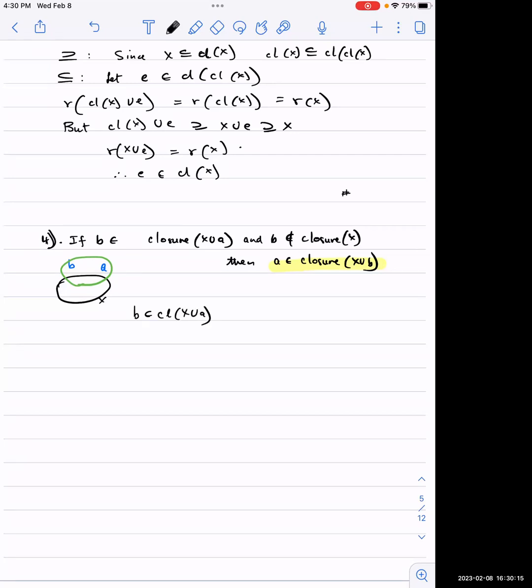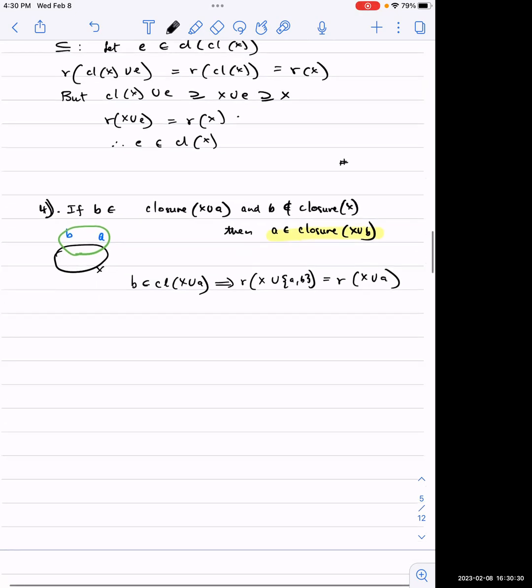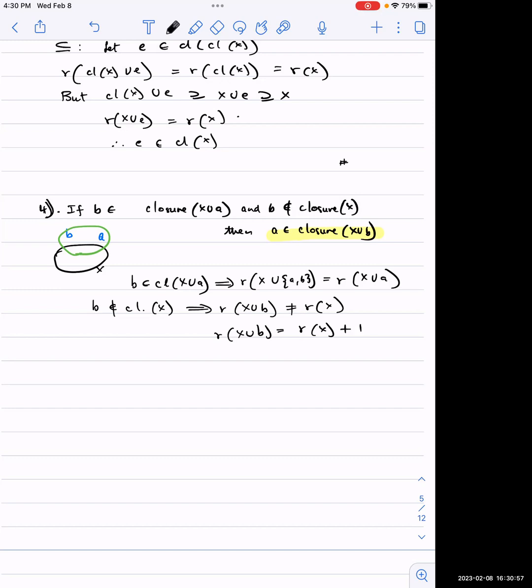What does that mean? It means that the rank of X union AB is equal to the rank of X union A. That's by the definition of closure. And B is not in the closure of X. What that means is that the rank of X union B is not the rank of X. It's a larger set. So the rank of X union B is equal to the rank of X plus 1.